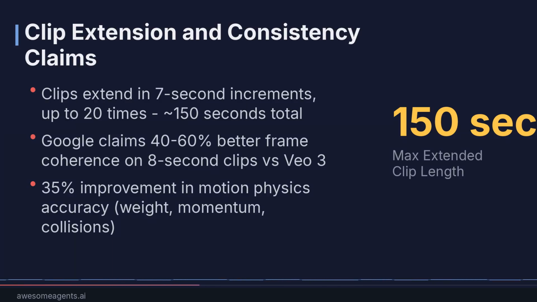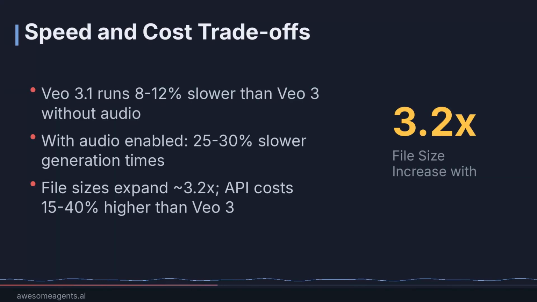And Google claims 40 to 60% better frame consistency on 8-second clips compared to Veo 3, plus about 35% improvement in motion physics accuracy, things like weight and momentum. Their own numbers, to be clear. Their own benchmarks. So take those with some salt. Definitely. And there are real trade-offs.